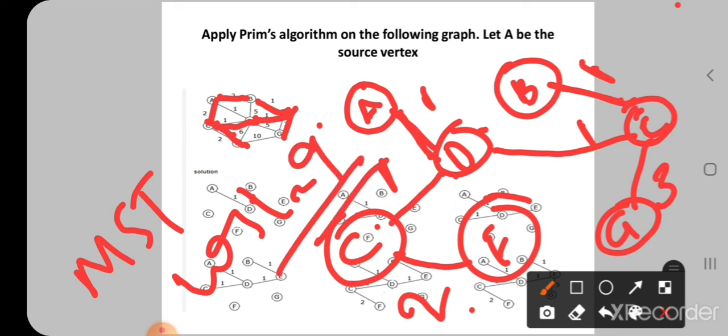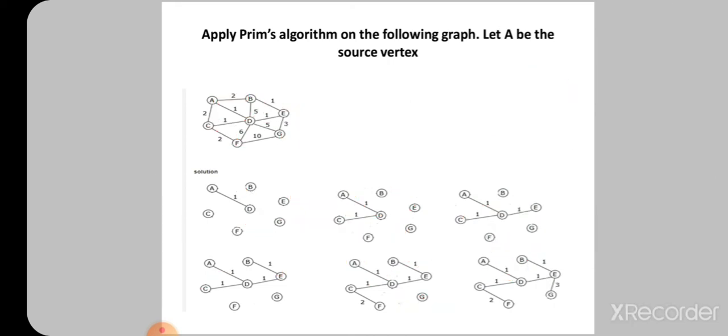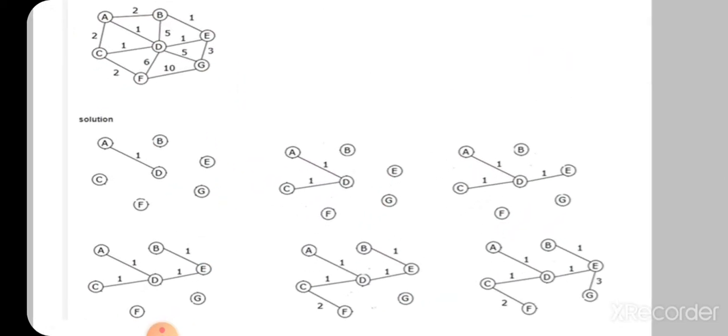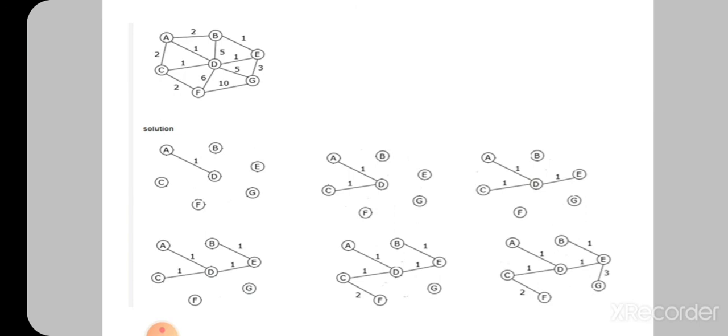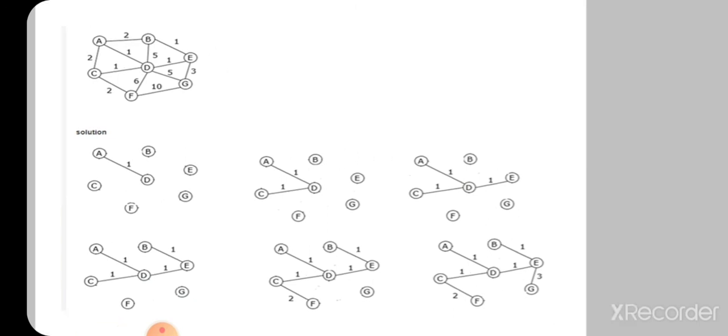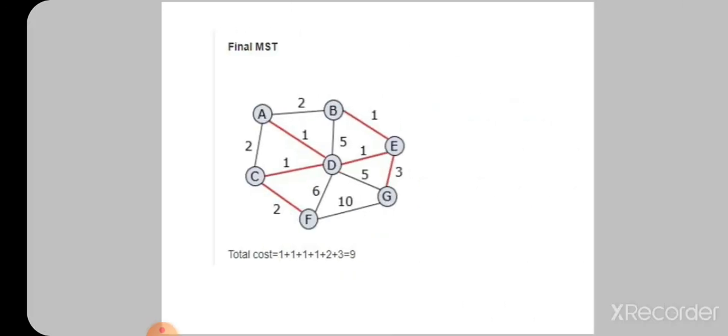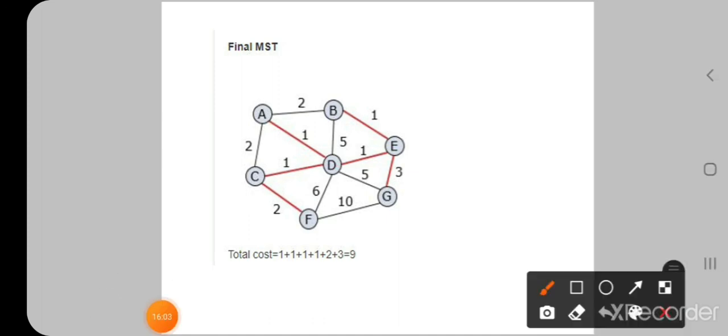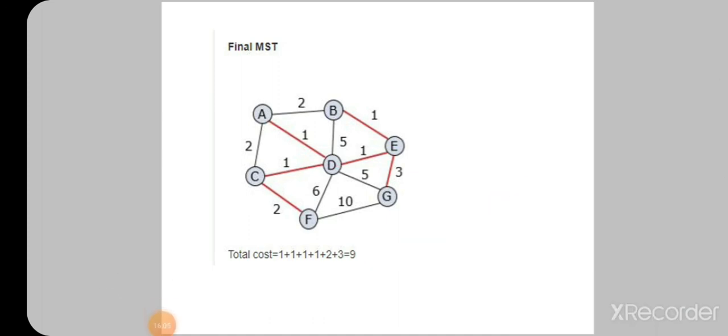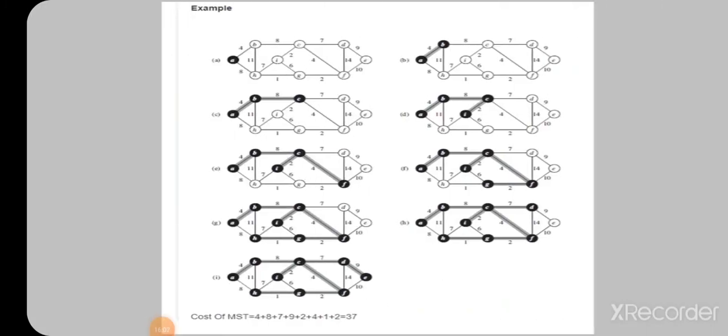This is the solution. So this is the graph. Then this is the minimum total cost. Then another example is here.